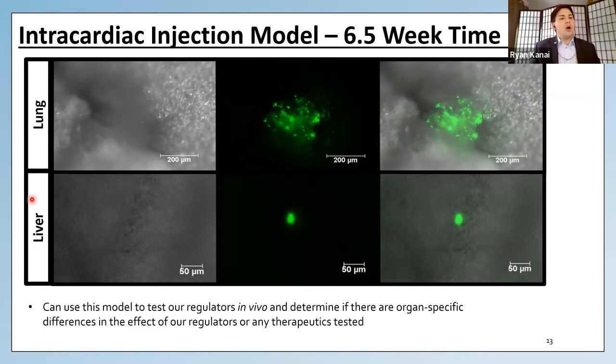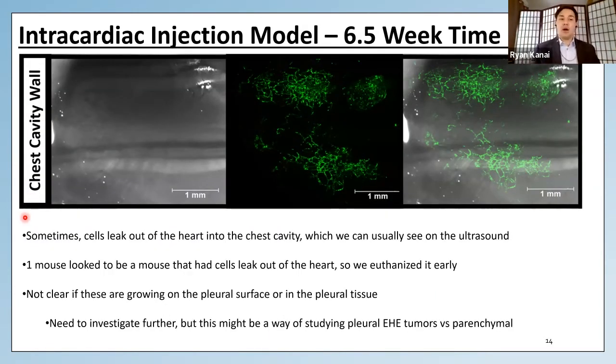One other interesting thing that sometimes happens with this model is that cells leak out of the heart, the left ventricle, and essentially are disseminated into the chest cavity, which we can usually visualize on the ultrasound. One of the two mice that we euthanized looked like it had some cells leak out of the heart, so we included it as one of the early time point mice to be euthanized. And we actually found reasonably large and well formed tumors in the chest cavity wall of that mouse.